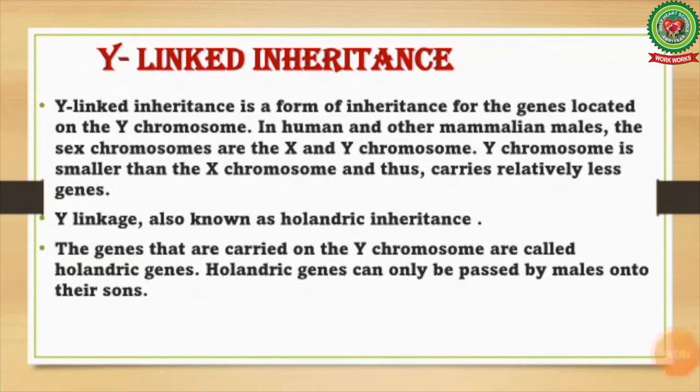Y-linked inheritance. Y-linked inheritance is a form of inheritance for the genes located on the Y chromosome. In human and other mammalian males, the sex chromosomes are the X and Y chromosome. The Y chromosome is smaller than the X chromosome and thus carries relatively fewer genes. Y linkage is also known as holandric inheritance. The genes that are carried on the Y chromosome are called holandric genes. Holandric genes can only be passed by males onto their sons.